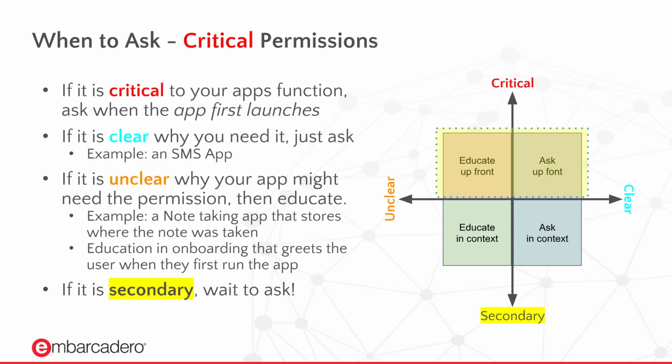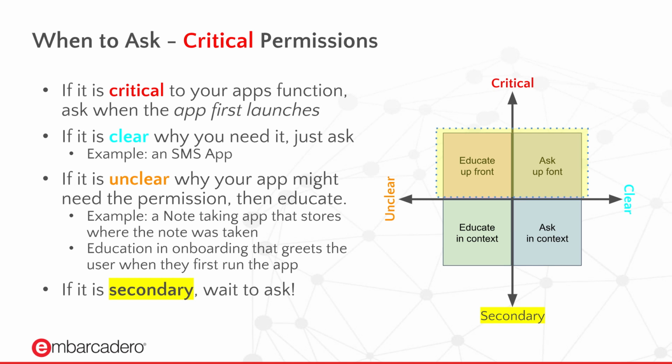So if it's critical, you're going to want to ask when it first launches, right? You can't do anything with this app without these permissions. Those are critical permissions. Now, if it's clear, like the photo app or an SMS app, then just ask. I installed Fabulous Photo Taker. I need camera permission. Of course, because you're a photo app. Boom, give it to it.